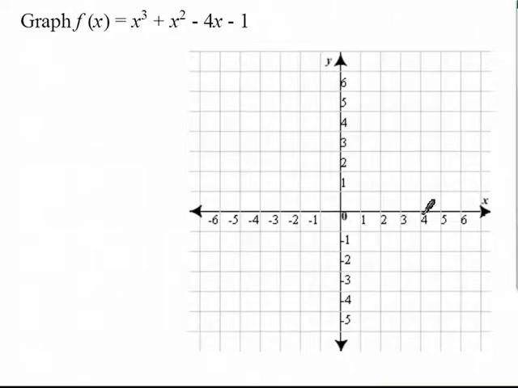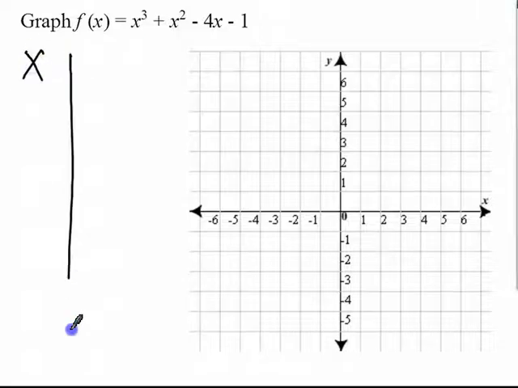Now, one thing to remember, anytime we graph, no matter what type of function we have, you can always use an XY chart. And that's actually what we're going to do today in graphing this function. So we have our function, and we're going to pick x values in order to find out what this function is going to look like, and plug those in to find our y values.